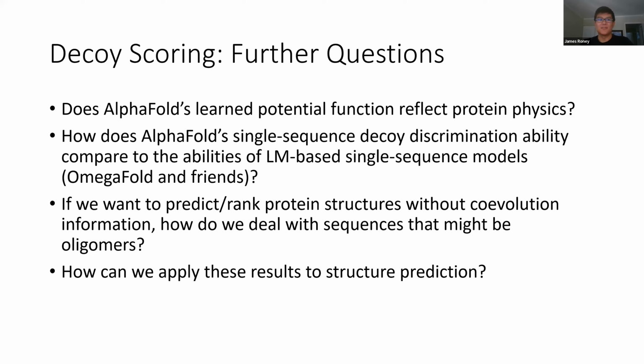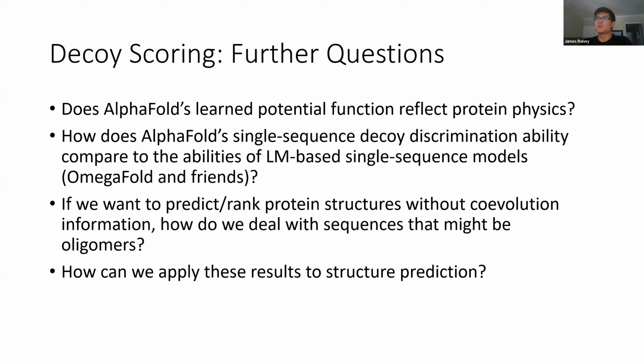Another thing is if we want to rank protein structures without coevolution information, how do we deal with sequences that might be oligomers? Because if we're striving for a physics-based or physics-inspired understanding of protein folding, it might be difficult to understand how multiple copies of a protein are supposed to interact together to form a stable structure.